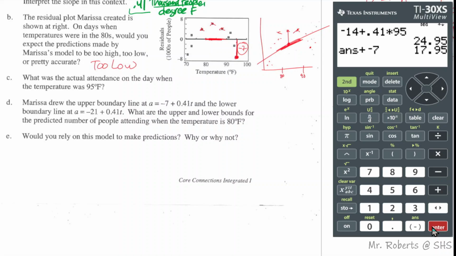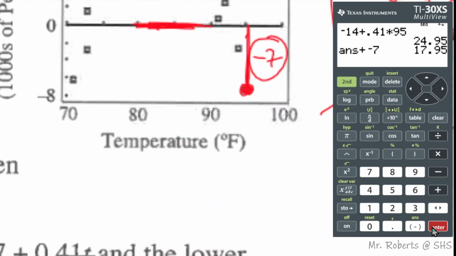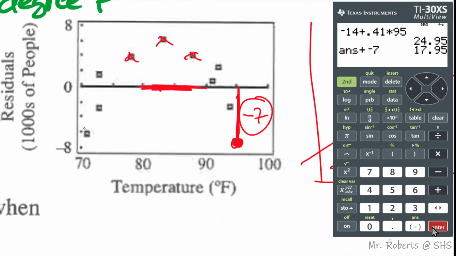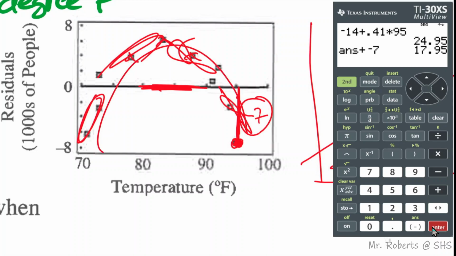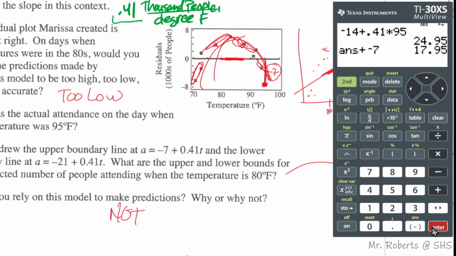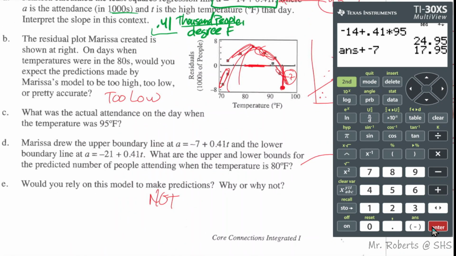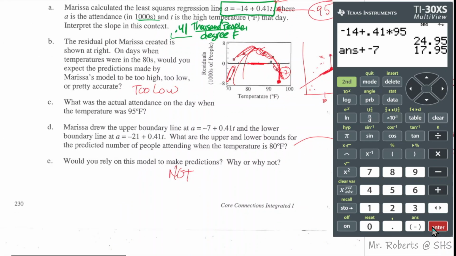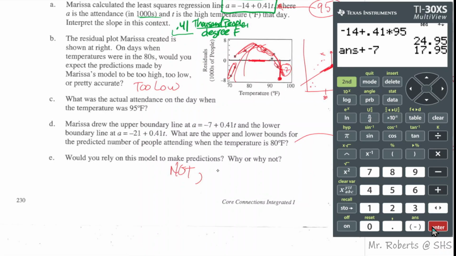I would not. By the way, this answer is right here, 17,000. I would not, and the reason is that I clearly see negative residuals, positive residuals, and then negative residuals. When I see a pattern like that in a residual plot, it's telling me that there could be a better nonlinear model. It seems like if it's too cold or too hot, it changes things. So I would say not. I would probably want a non-linear model.